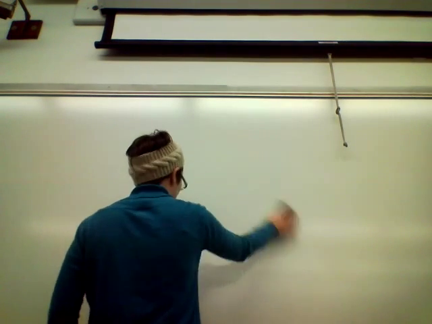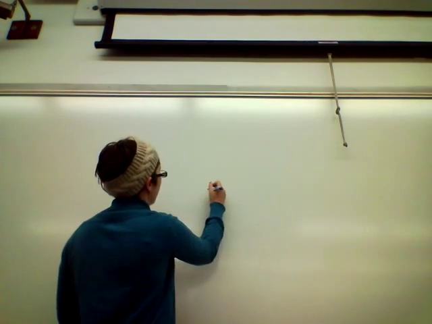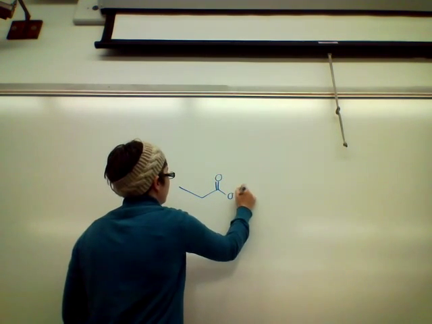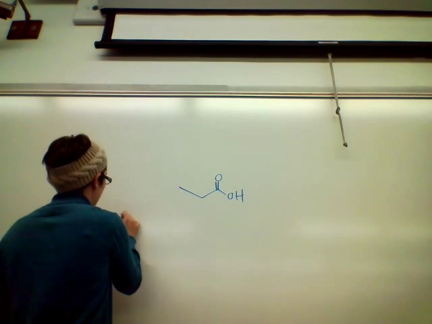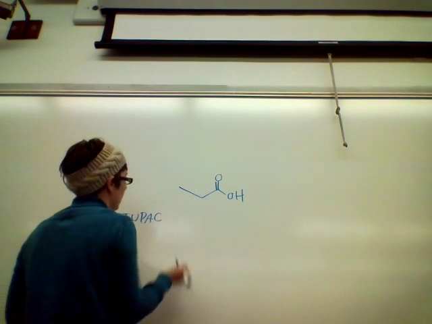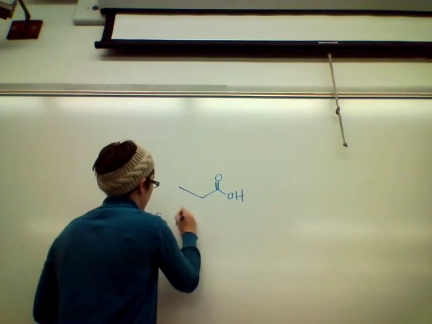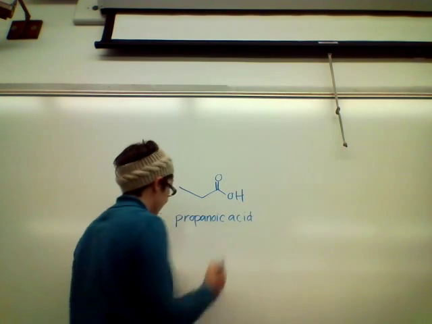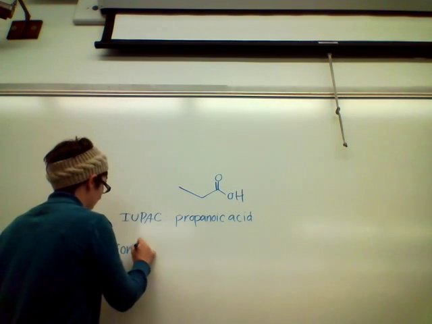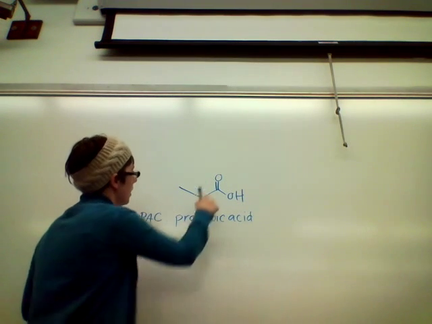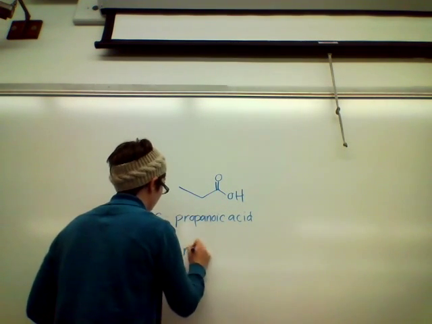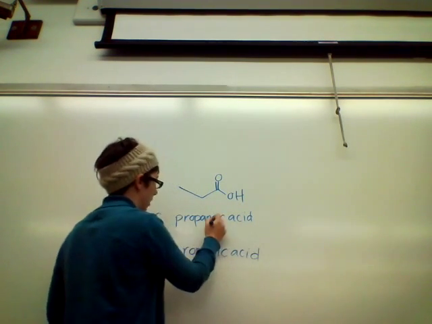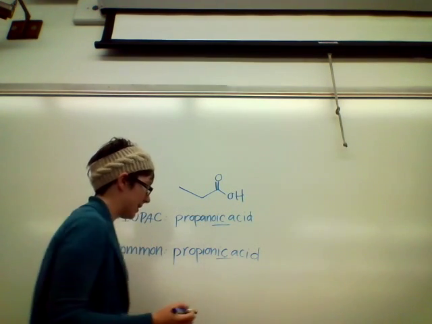Okay, so how we name these guys, we'll start off with this example. The IUPAC name for this is propanoic acid. A common name for this is going to be propionic acid. You add the oic acid ending. For this, you're adding the ic ending.